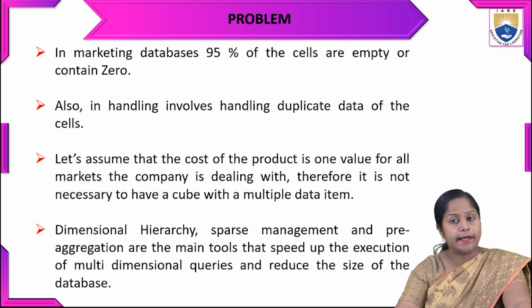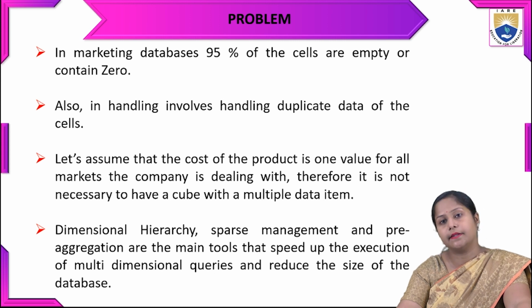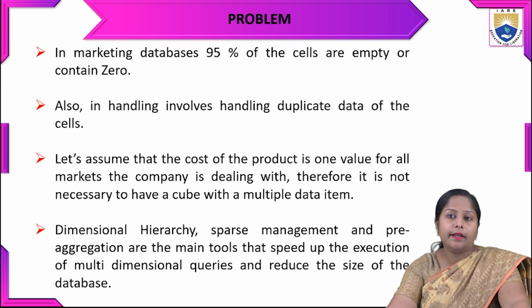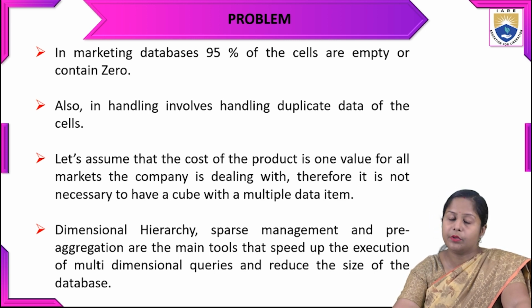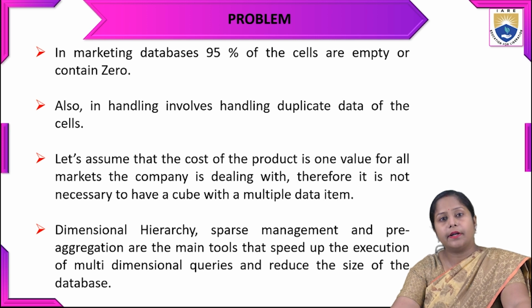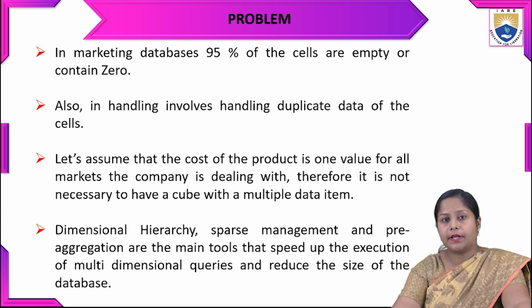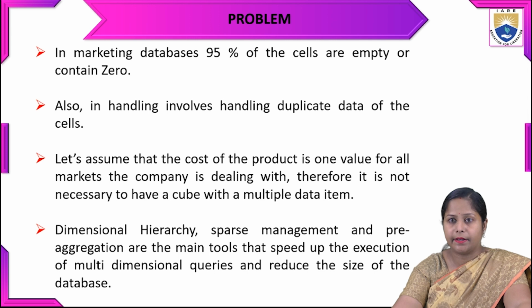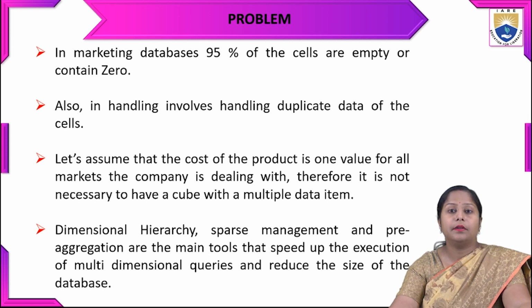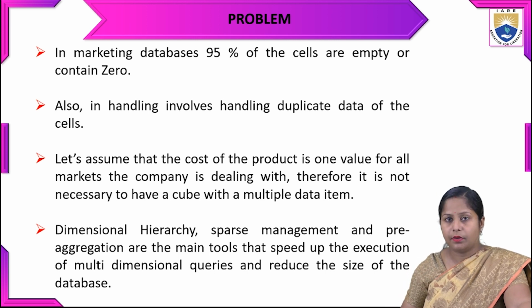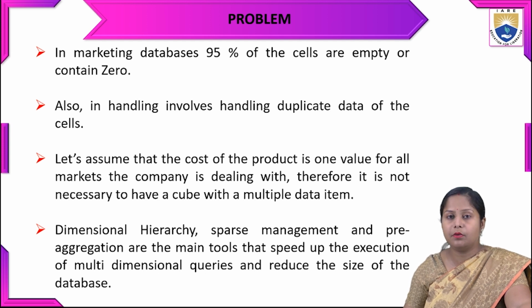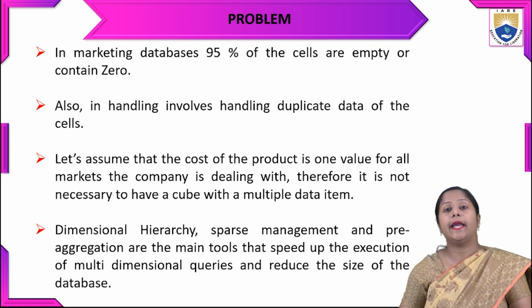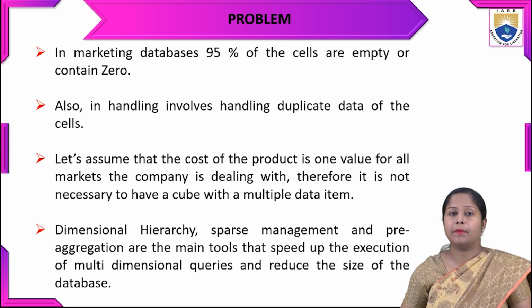So dimensional hierarchy, sparse management, and pre-aggregation: these are the three tools that speed up the execution of multi-dimensional queries while we are writing the queries to drill down, drill up, roll down, pivot, slice and dice. So that gives the multi-dimensional query and reduces the size of the databases. On the basis of dimensional hierarchy, sparse management, and pre-aggregation, we can have the aggregation of any type of multi-dimensional cube.